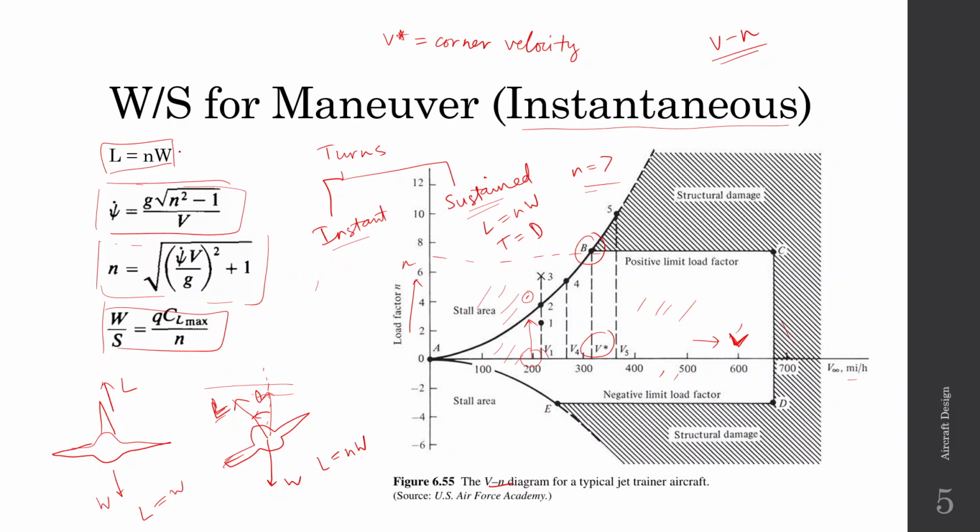Now how do we derive this formula? You can expand this equation. So you can write Q S CL max equal to n W, and from here you can find W by S equal to Q CL max by n. Okay, so that is the instantaneous turn rate.